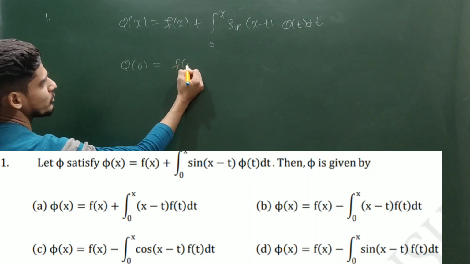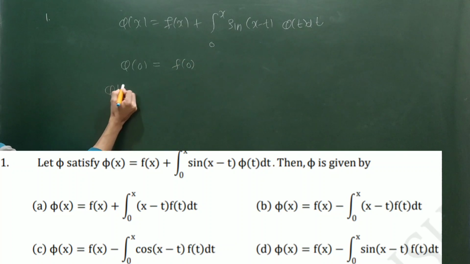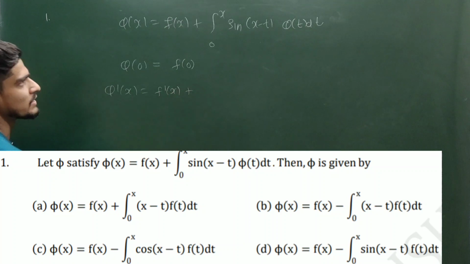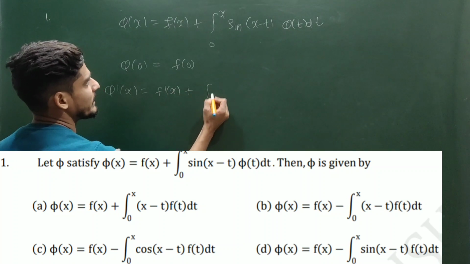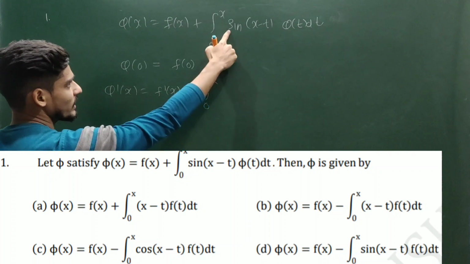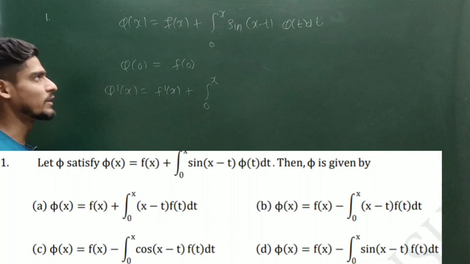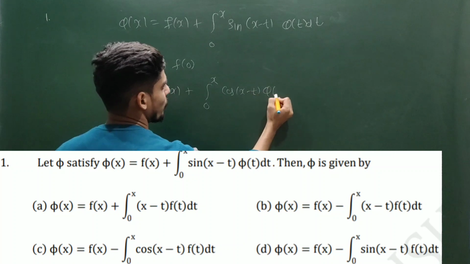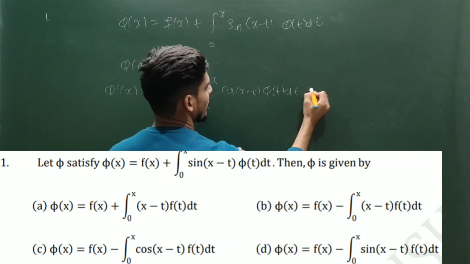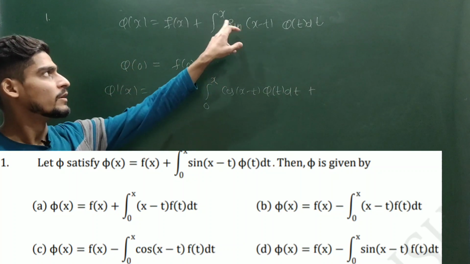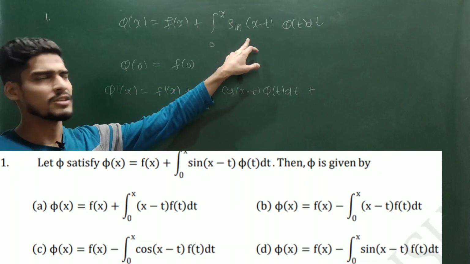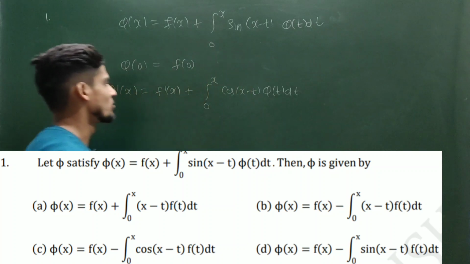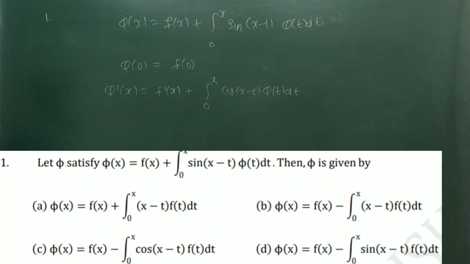So you will have phi at 0, your value will be f at 0. Phi dash at x will be f dash x plus integral 0 to x, if you differentiate partially with respect to x, then you are going to get cos of x minus t phi t dt, plus if you substitute x in place of t, then you will get sine 0, but sine 0 is 0. So there will be no term. So this is my phi dash of x.